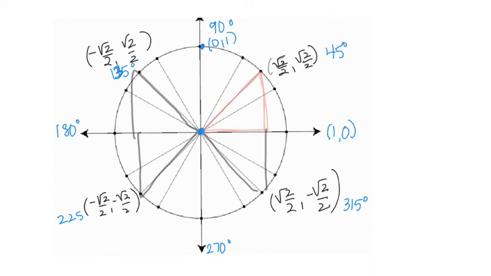You guys know how to find these on any graph. This would be 1 backwards, 0 up, and 0 over, 1 down. Okay, so those were our 45s.